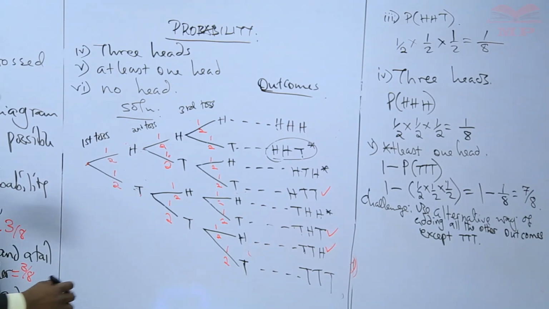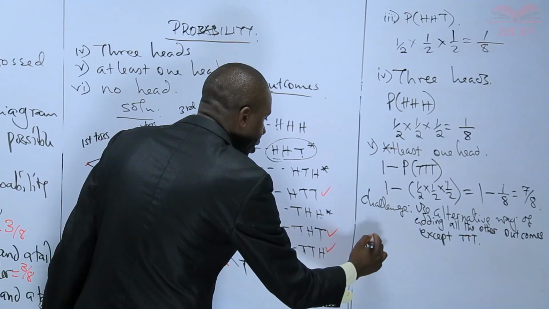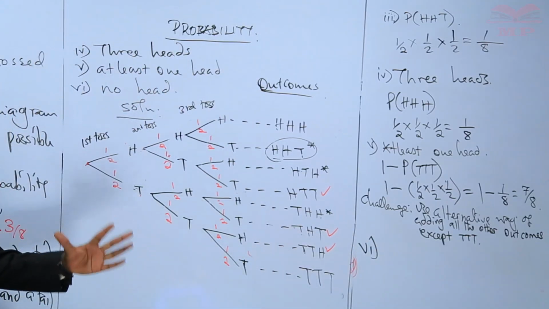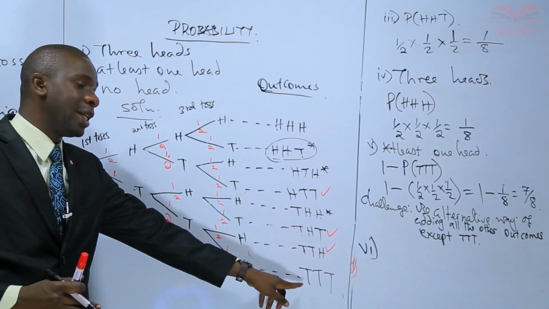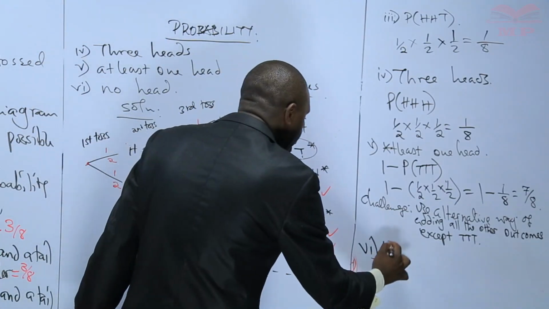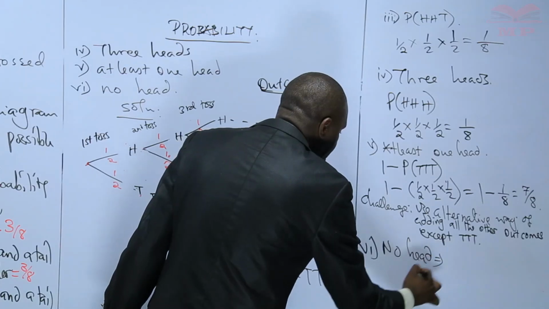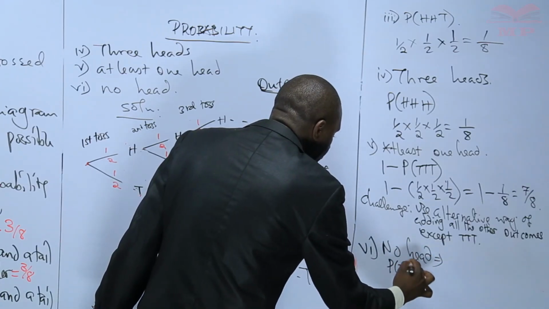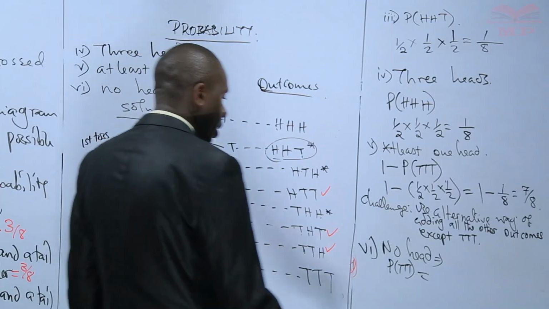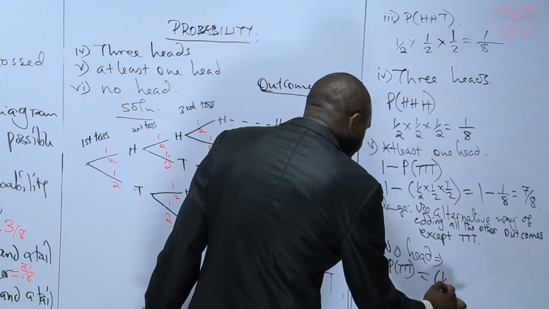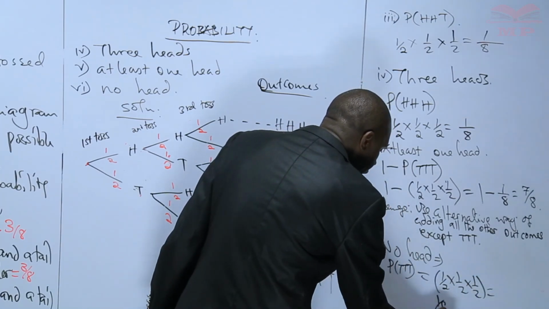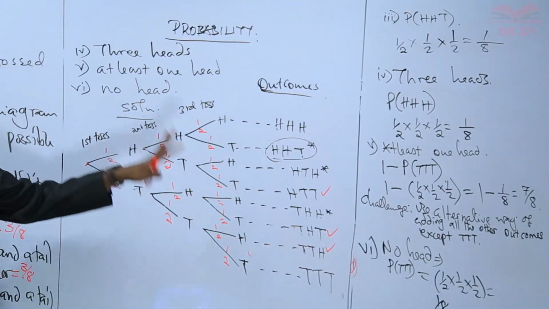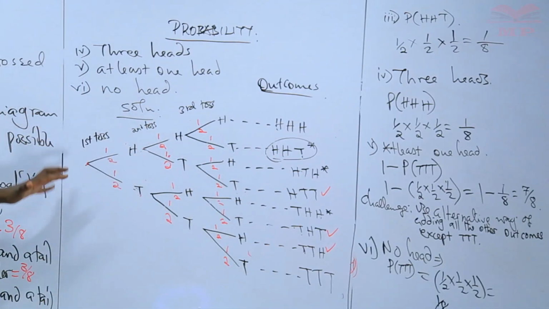Lastly, no head. The probability of no head. Now, when you look at that, the probability of no head means we have in all the 3 instances tails. So it therefore means we are looking at the probability of tail, tail, tail. So the probability of no head is therefore the same as the probability of tail, tail, tail, which can be given by a half times a half times a half, giving us 1 over 8. So that is how we can work on that when we are looking at the probabilities.